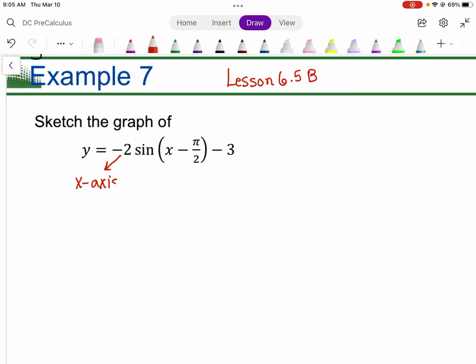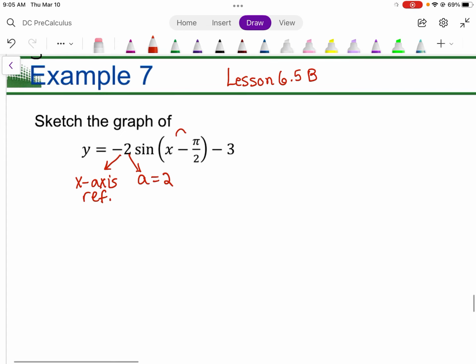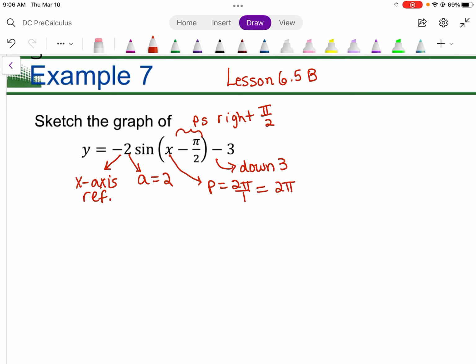So we have an x-axis reflection. We have an amplitude of 2. We have a phase shift of right, pi over 2. And we are down 3. Our period is 2 pi divided by 1, so we're at a period of 2 pi.